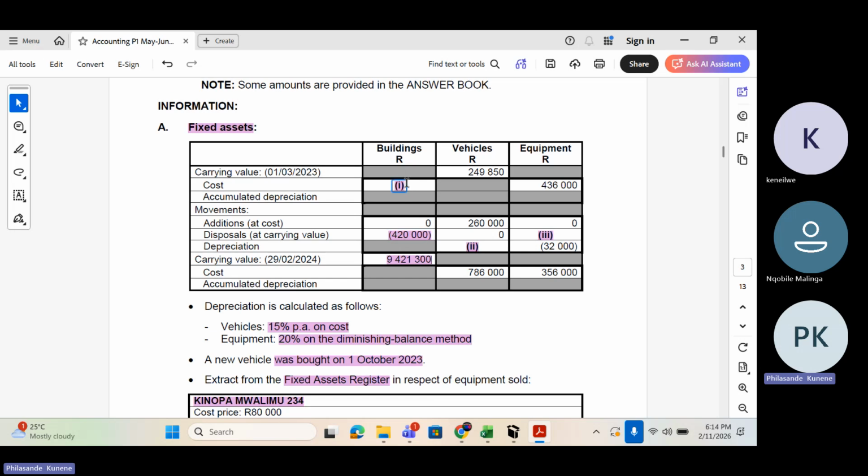So these are free marks, guys, that we need to collect. Please, I don't want mistakes here. I don't want you to leave marks that are very easy for you to obtain.